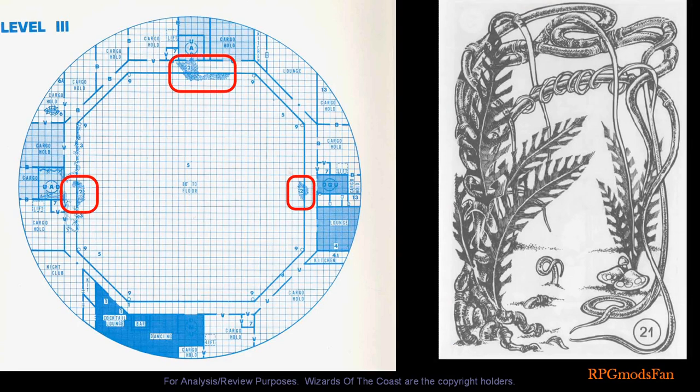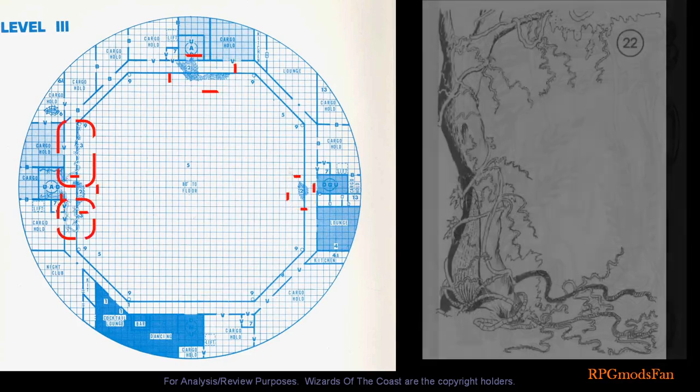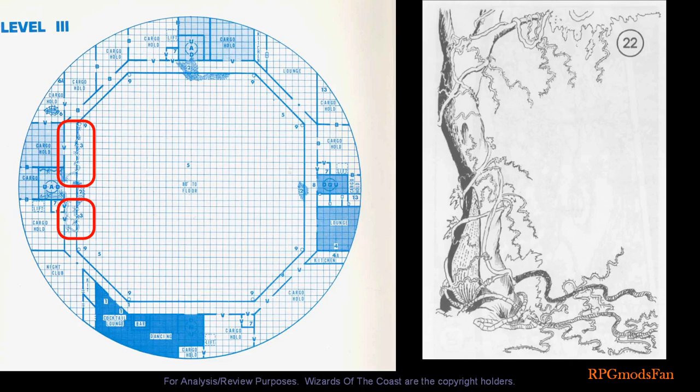One is called strangler vines and are encountered in areas numbered 2. The other are called vampire thorn vines and are encountered in areas numbered 3.